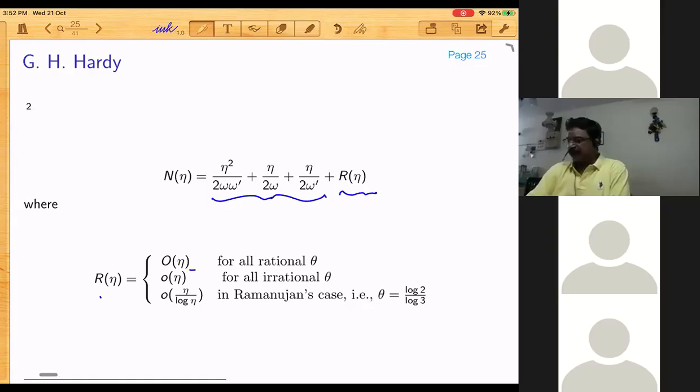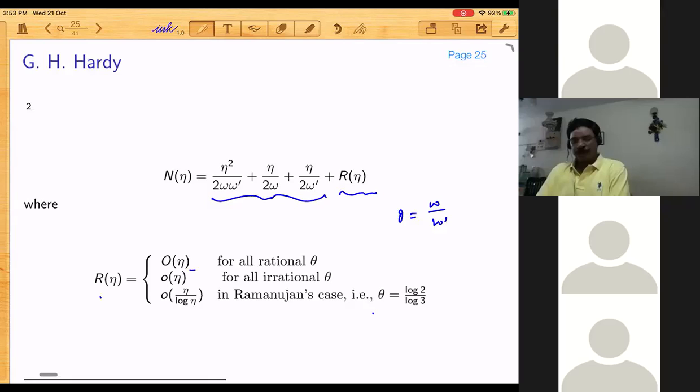All right. But if theta is irrational, then a much better error term can be obtained, namely little o of eta. And in fact, Hardy improved it to little o of eta by log eta also. And in the case of Ramanujan, where omega is log 2 and omega prime is log 3, one gets the error as little o of eta by log eta. So this is Hardy's analysis, Hardy's theorem.